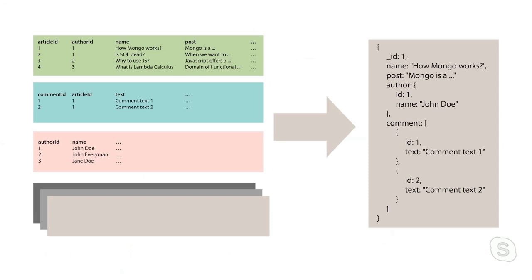Another example of how you can imagine the structure of the data in a SQL database and how you can transform it into a Mongo document. On the left side, you've got some tables which are connected together with some IDs. On the right side is the equivalent document in Mongo. Any questions about this?